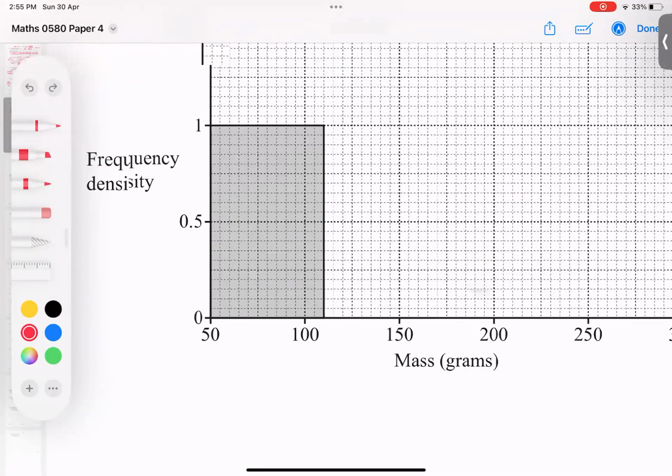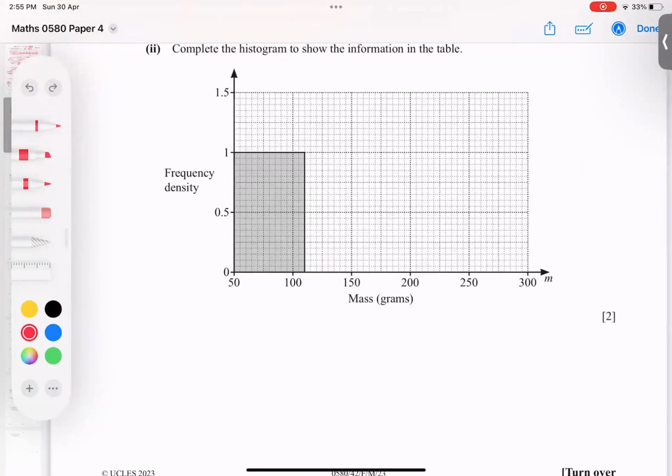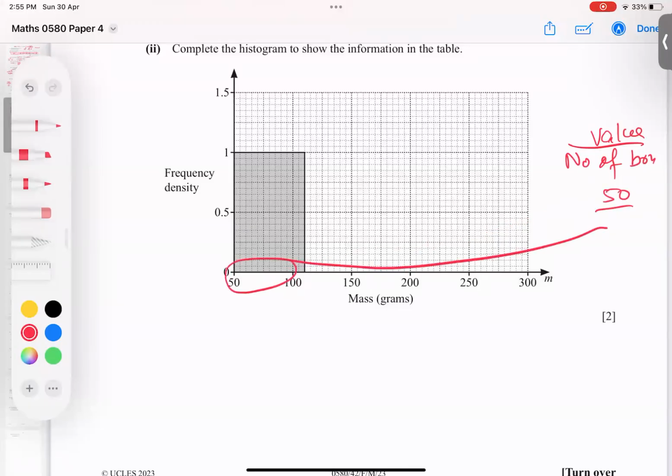So before I start, I will write the scale. What is the scale along here? 100 minus 50. What is the formula, students? Value by number of boxes. The value is 100 minus 50, which is 50, and there are 10 boxes. You can count them: 1, 2, 3, up to 10 boxes. So 50 divided by 10 comes to 5. So one box is 5.